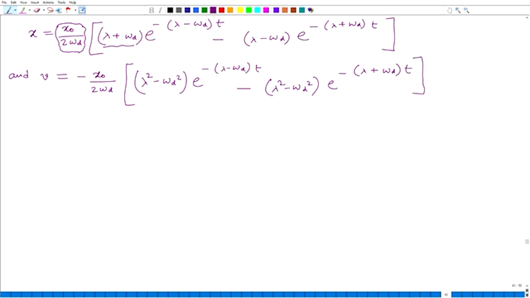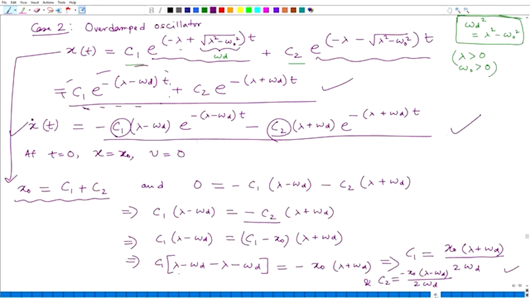If you are done with this expression, then you can easily understand that this expression is a very interesting one, because this lambda square minus omega d square is nothing but omega 0 square from this one. So, lambda square minus omega d square is omega 0 square.